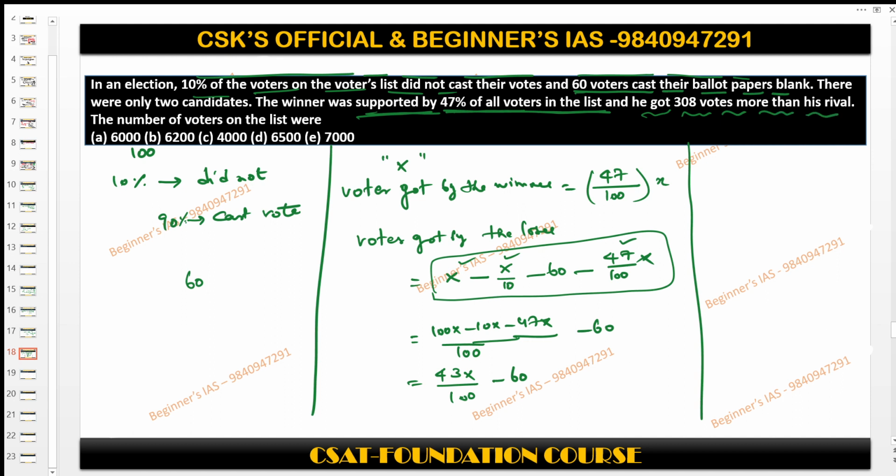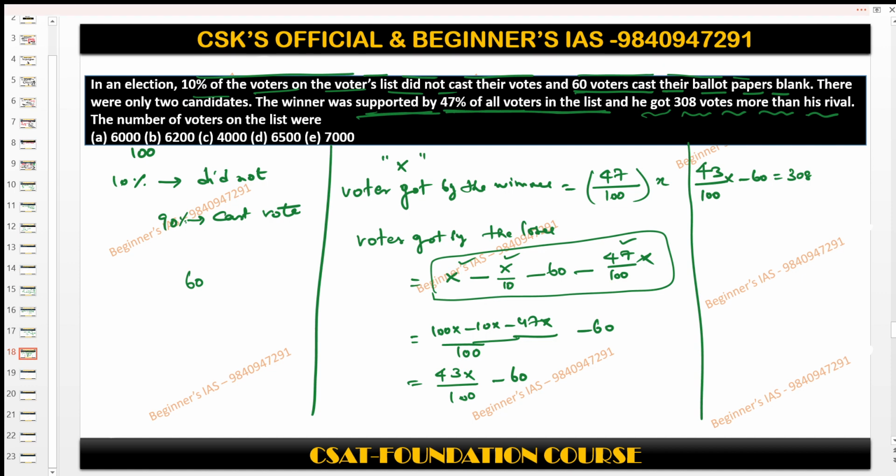So what is the rival now? The rival is 43x by 100 minus 60. The loser's votes are 43x by 100 minus 60, which is equal to 300 votes. So shall we add 300 votes here or on that side? Understood?